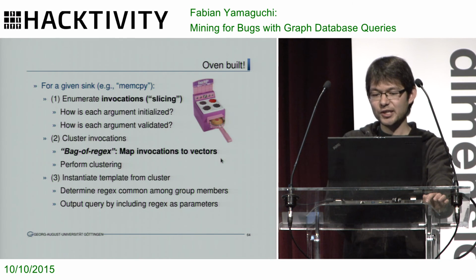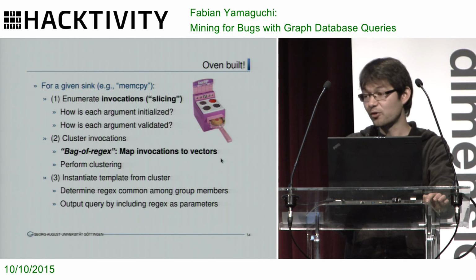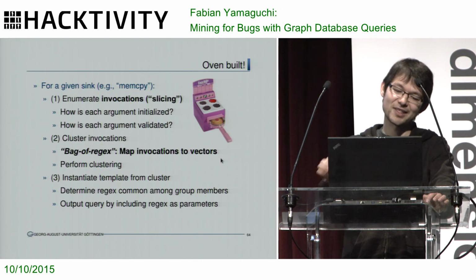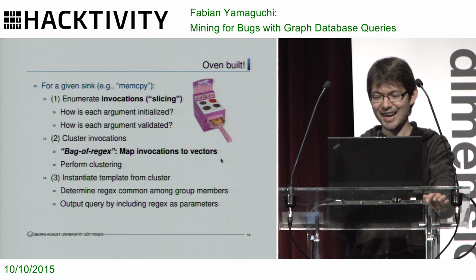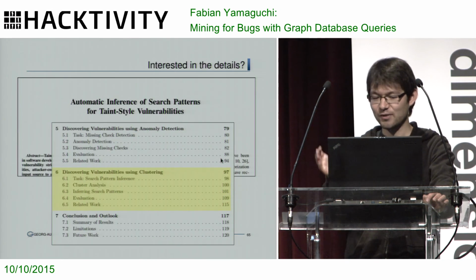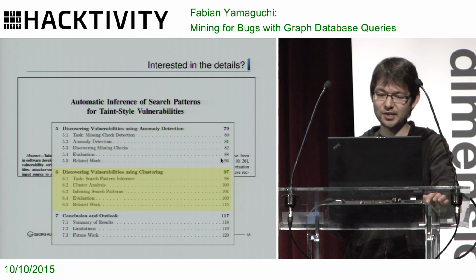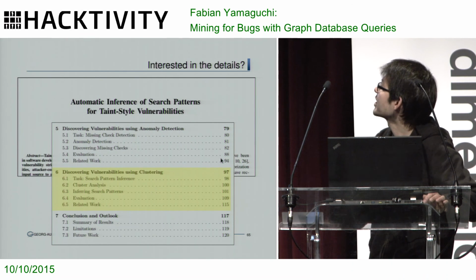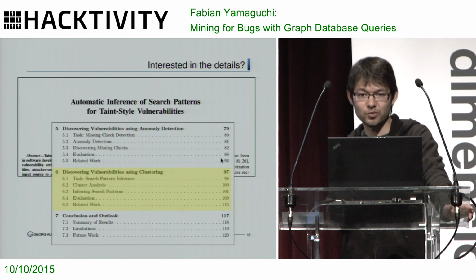Essentially, the objects we classify are invocations, as in calls to the functions. We then use a representation where each dimension of the vector space is actually associated with a regular expression. That's a nice trick if you like machine learning. We then use those regular expressions to instantiate the template. If you're interested in the details, as I said, the thesis is coming out, but there's also a paper available already, called Automatic Inference of Search Patterns for Chain-Style Vulnerabilities.